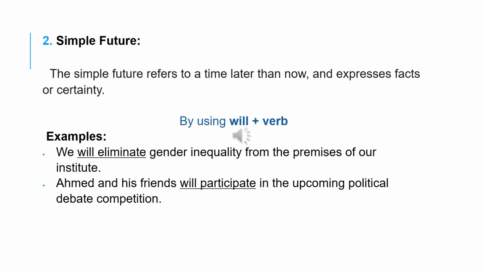It can be, if we talk about an example, something like, it will be cold in December. Alright, so coming to the examples on the screen, we will eliminate gender inequality from the premises of our institute. So this is something that is said with certainty, that we want to eliminate gender inequality from the premises of our institute. Ahmed and his friends will participate in the upcoming political debate competition.